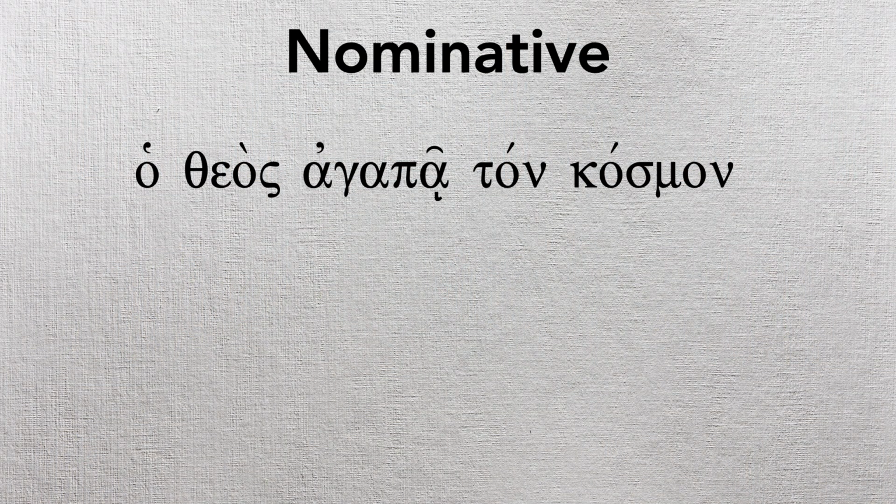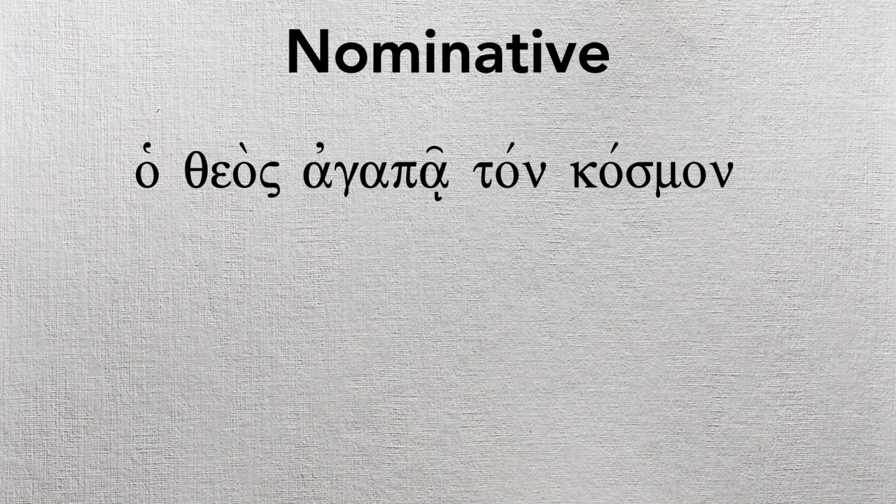So let me show you an example here. In this Greek sentence here, ho theos agapa ton kosmon, we have two nouns and a verb. Agapa is the verb. You don't know that yet, so don't worry about that. But we do have two nouns there. Ho theos and ton kosmon. Now, ho theos, God, is in the nominative case.